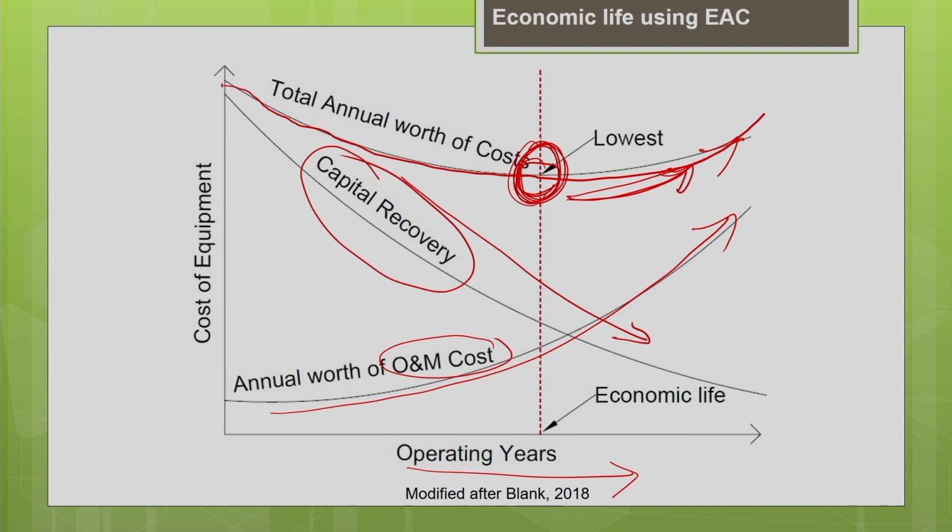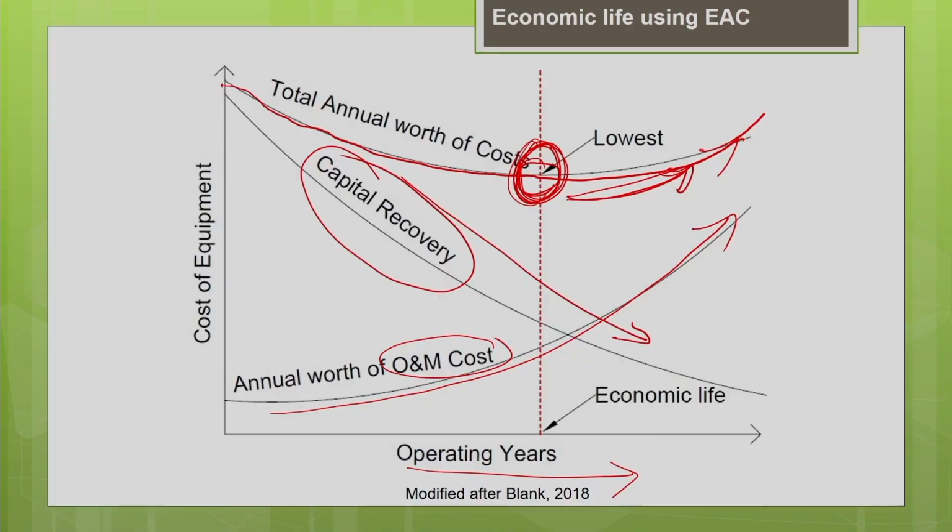So any equipment owner would like to replace the machine before the cost associated with the machine increases significantly. So he has to determine the economic life of the machine, and after the economic life he has to replace the machine immediately.